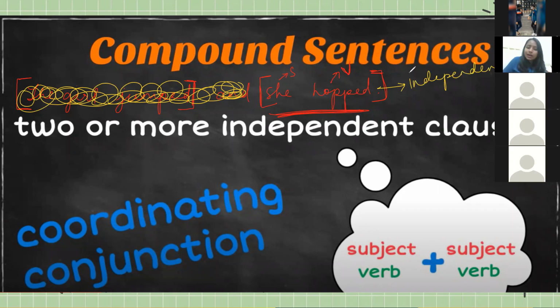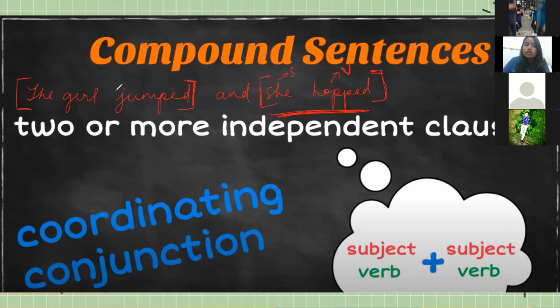Okay, because if I write she hopped, even though it is two words only, it is independent because it can stand alone. If I just leave it alone, please be on mute, all of you. If I just leave it alone like that, it will still make sense. Do you get it, guys? So there is one independent clause. The girl jumped is also independent. And she hopped is also independent.